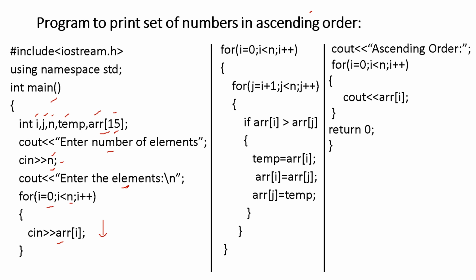After that, here comes the process. This is our process. For i is equal to 0, i less than n, i plus plus. That is the first loop. Then for j is equal to i plus 1, j less than n, j plus plus. This is your second loop.